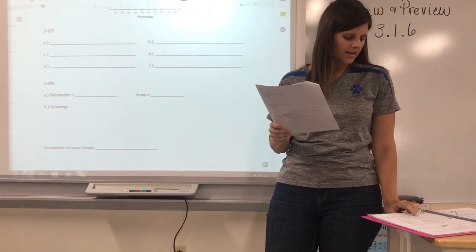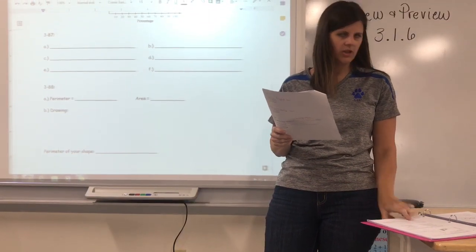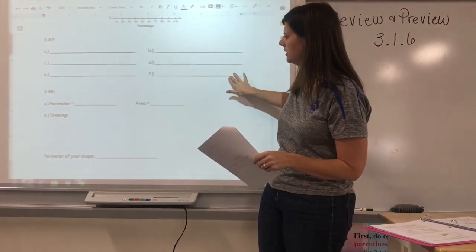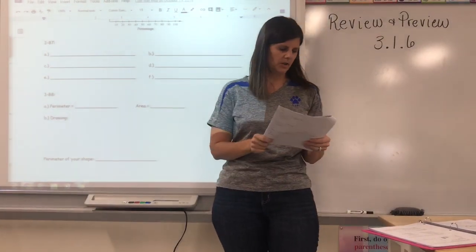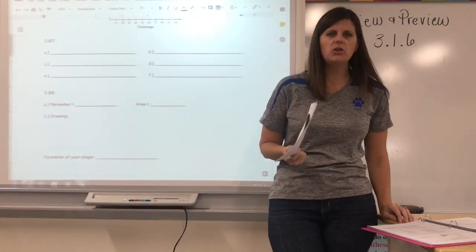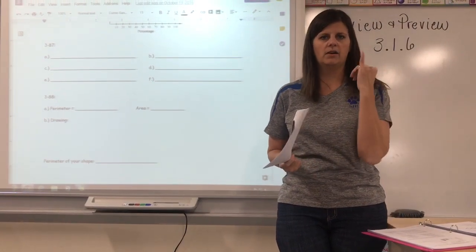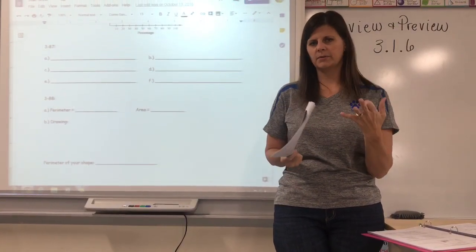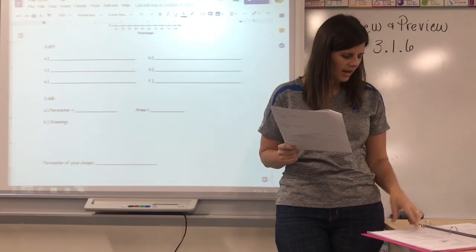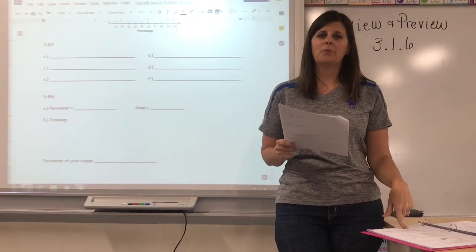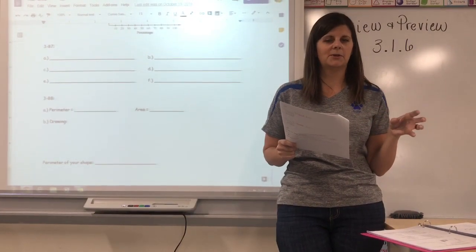Part B says to draw a base 10 block shape that has a value of 126. You have to use as few pieces as possible. So think about 100 block, how many tens, how many ones. You can arrange it however you want, but we want to use the fewest pieces possible.